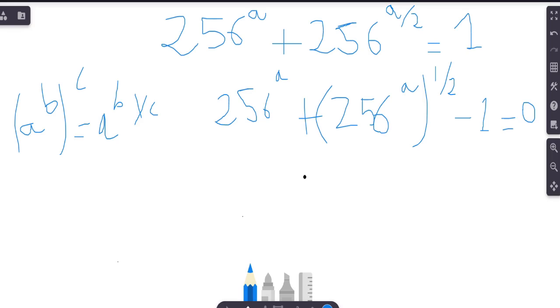So now we are going to substitute. Let's say that this quantity here is u. So we have u plus u to the exponent 1/2 minus 1 equals 0.